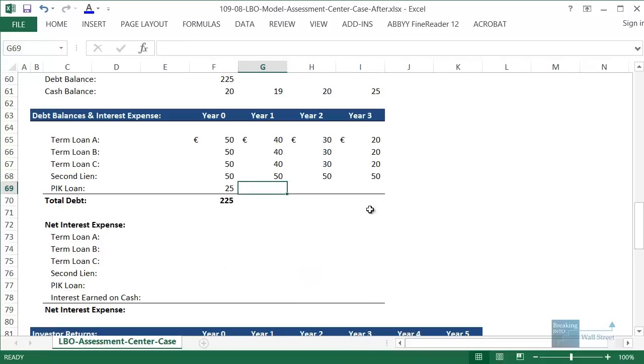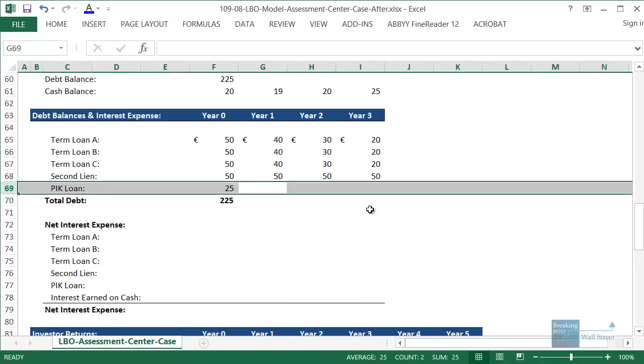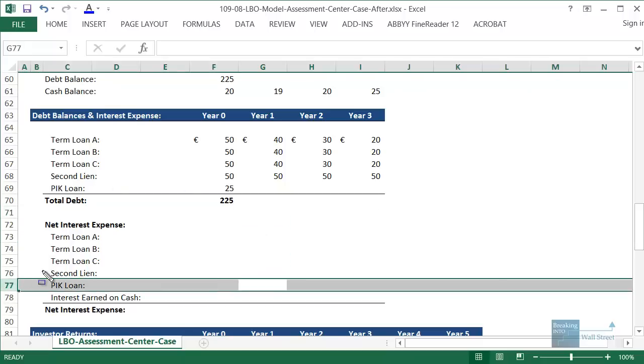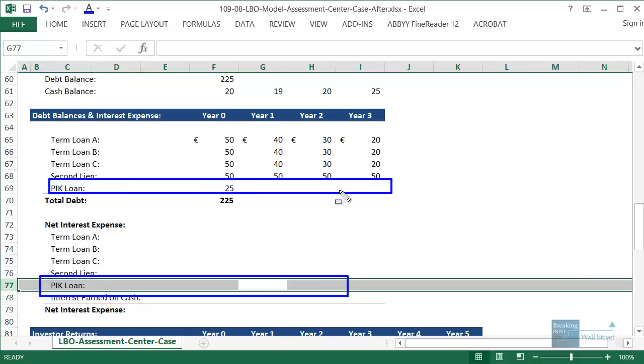The paid in kind loan, I'm going to leave blank for now because with paid in kind interest, the interest accrues to the principal of the debt. So the interest here is going to directly increase our balance. We haven't calculated that yet.